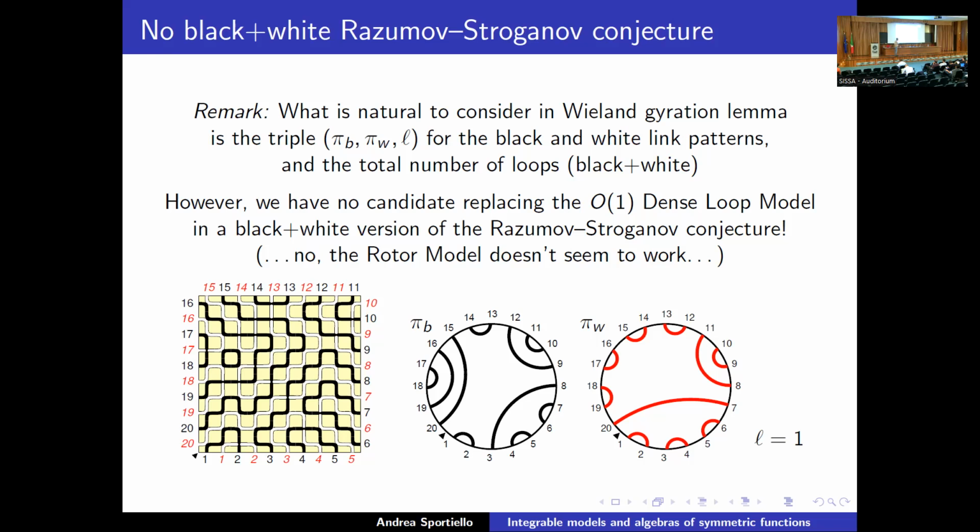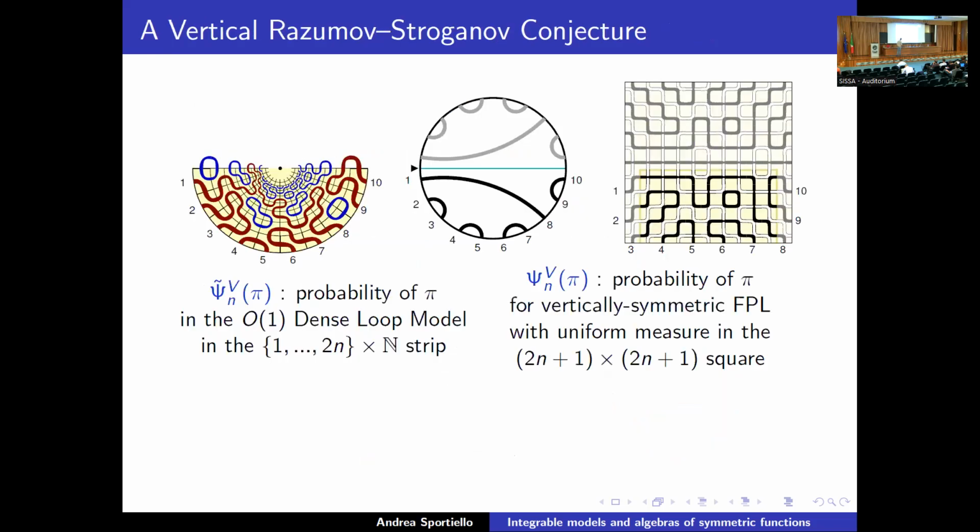This would be something like a rotor model. There is an integrable model of this sort called a rotor model, but it doesn't seem to have the kind of Razumov-Stroganov conjecture we want. So we don't know how to make a black plus white Razumov-Stroganov. And also, there is a whole half of the story of the Razumov-Stroganov conjecture, dating back to the original papers of Razumov-Stroganov, that works with so-called vertically symmetric alternating sign matrices or fully packed loop configurations, which are, well, this is horizontally symmetric, but that's the same.